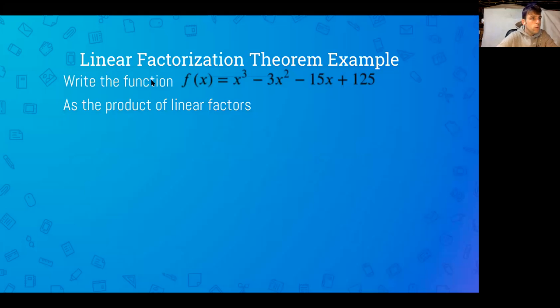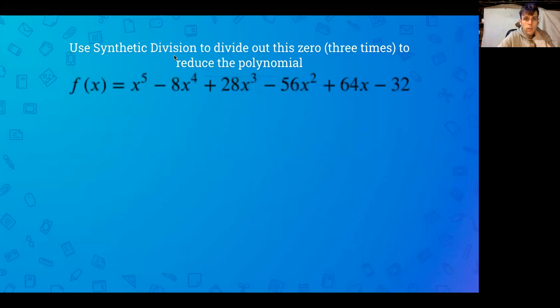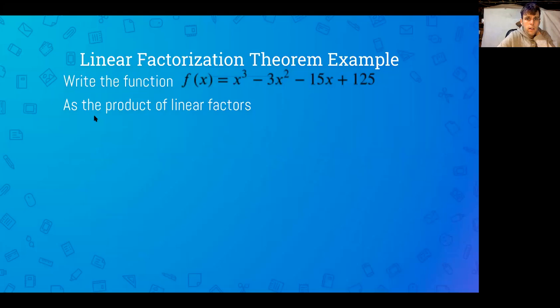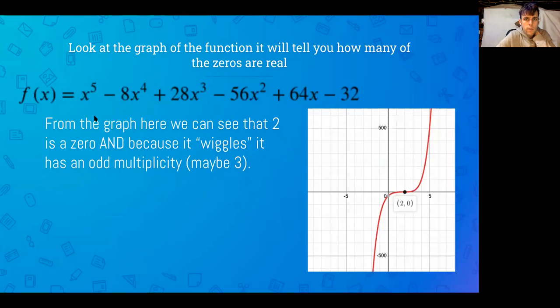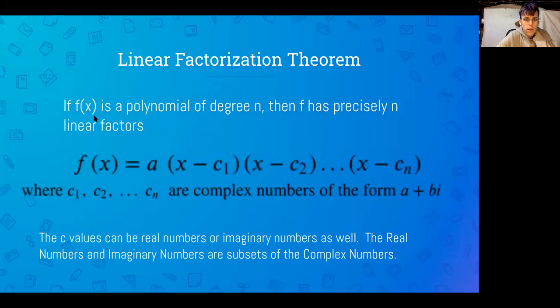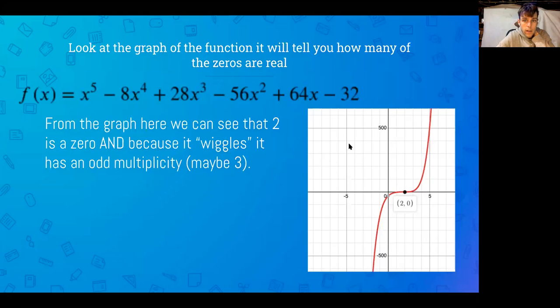All right, so we're gonna do an example of the linear factorization theorem. We're gonna write this as a product of linear factors. Let me go back and just remind ourselves what that is. The linear factorization theorem says basically any polynomial of degree n will have precisely n linear factors. So let's go ahead and do that one.